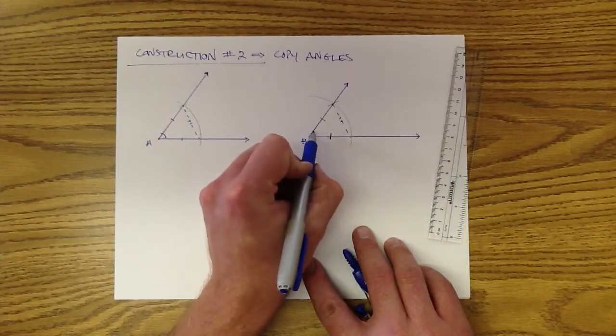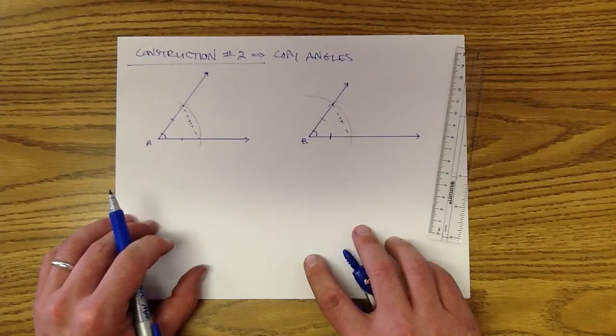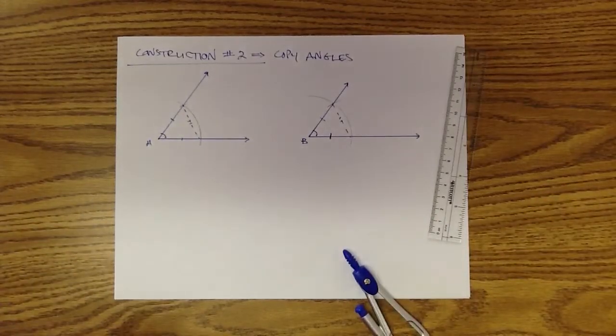This angle is a corresponding part with this angle, which means our two angles are indeed congruent. So you can use this to copy angles.